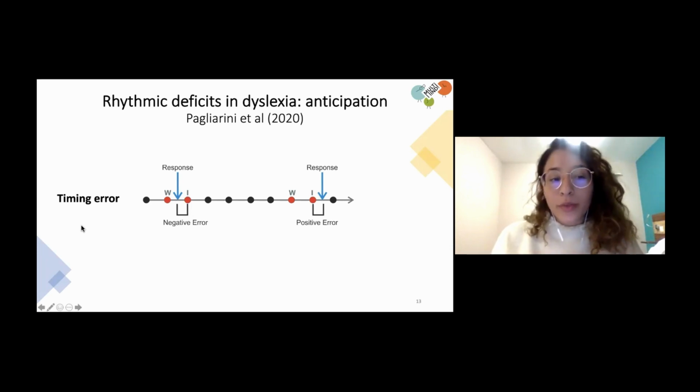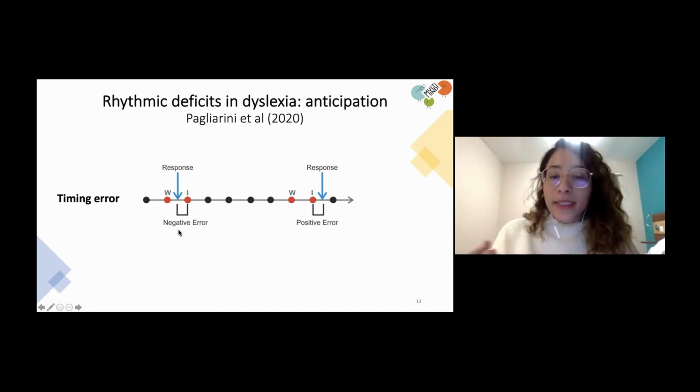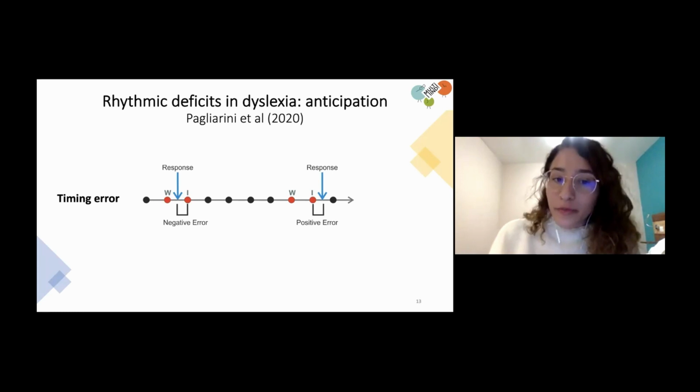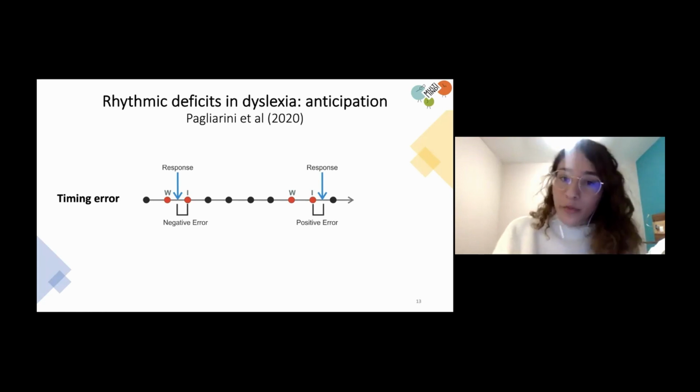What researchers were interested in is the timing error. Basically, the difference between the time of the participant's tap or response and the time of occurrence of the imperative beat. We can see here, for example, that if the individual taps before the beat, then we have a negative error. And this indicates that the participant anticipated that the imperative beat will happen, so they tapped before it happened. We can see another example where the participant tapped after the imperative beat. And here they were delayed. They were not able to anticipate the occurrence of the imperative beat.